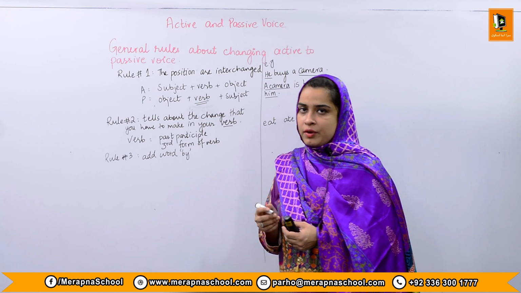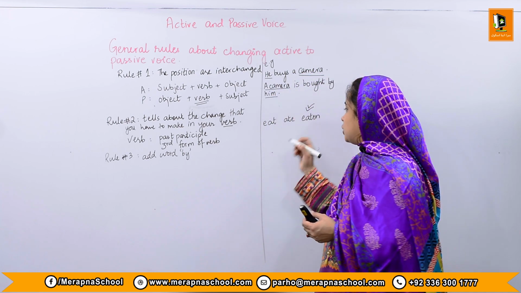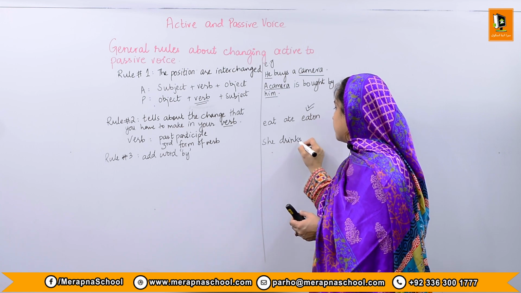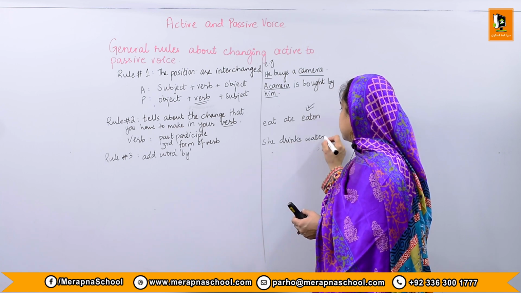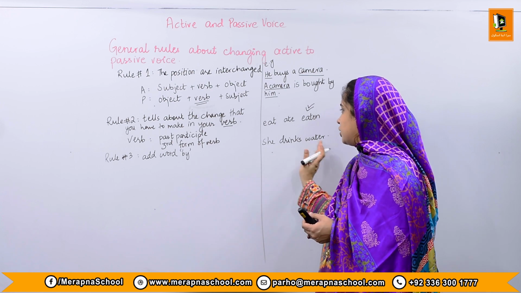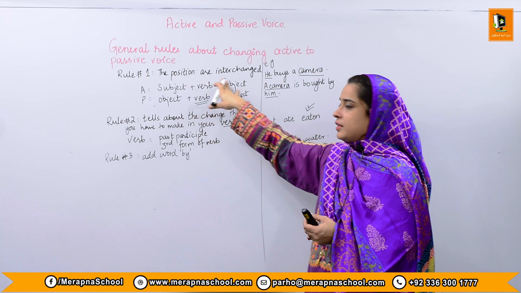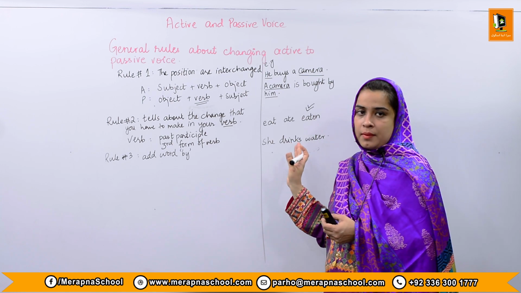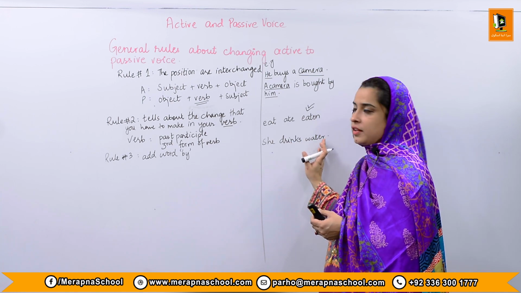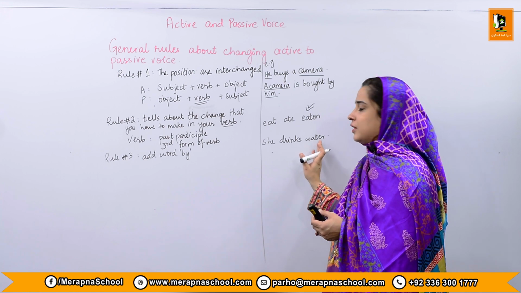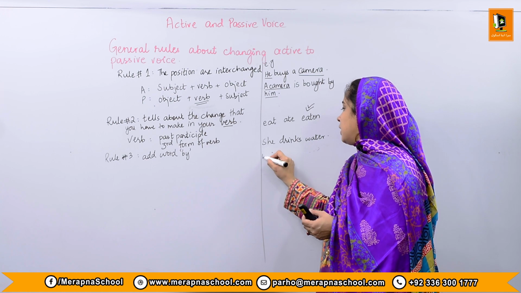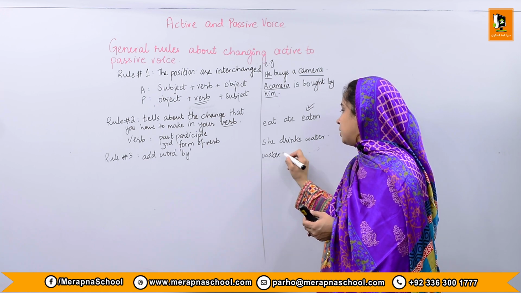Let's have a quick example about this. Like, she drinks water. So let's change it. Always remember the first rule, that the positions are interchanged. So you need to change the place. The water becomes the subject; in your active part, that is the object. Yes, it's water. So it will come in place of the subject, that is water.